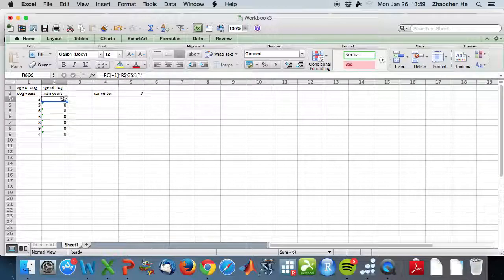And then if you take that number and drag it down, you'll see that now we're doing it correctly, and a dog that's 9 years old is actually getting to be pretty old. So that's how you do the absolute and relative cell references, all right?